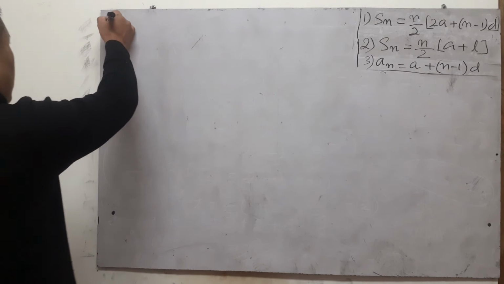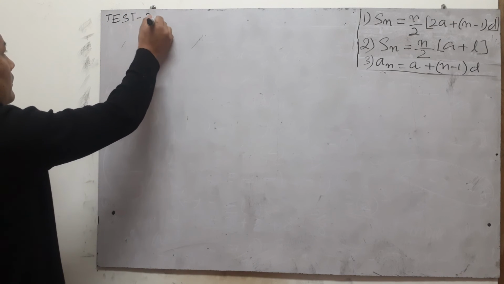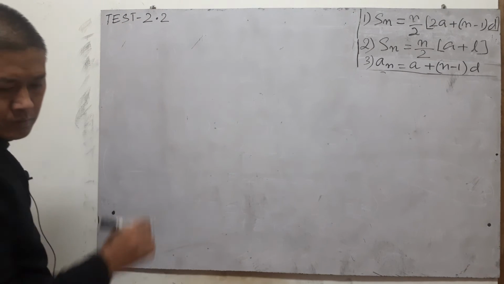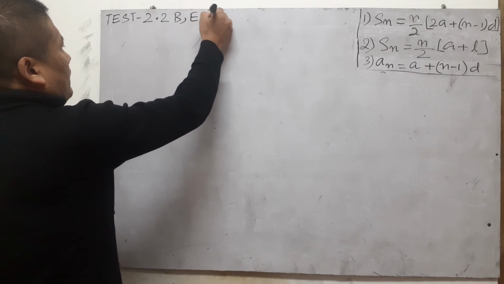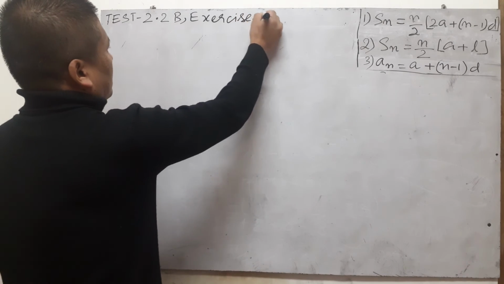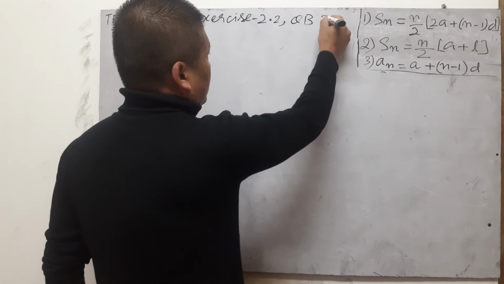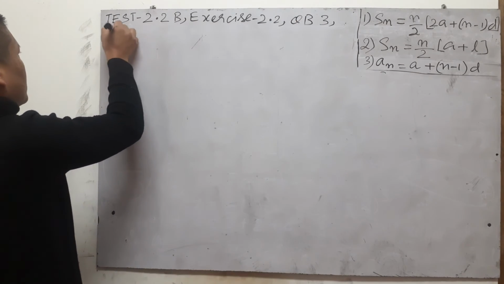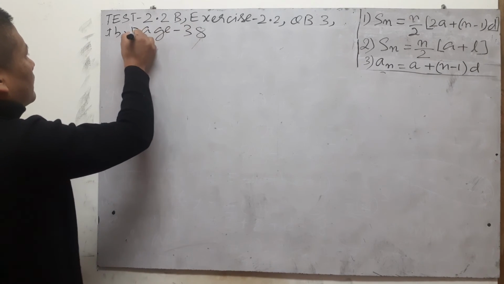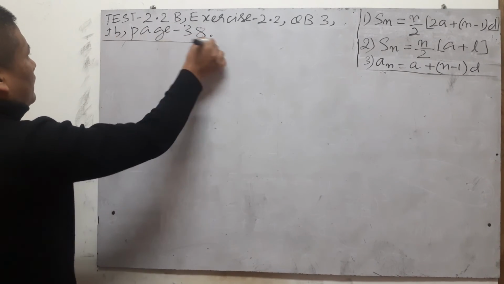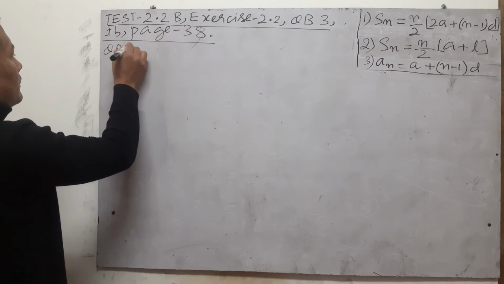Okay, so the next test, you write along with me. It is your test 2.2, okay, 2.2B. Under your exercise 2.2 question B3. Okay, 3, you will find this in the textbook, page 38. So write likewise along with me. And I start with question B3, subheading 1.